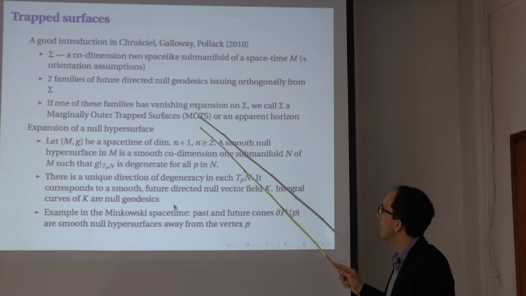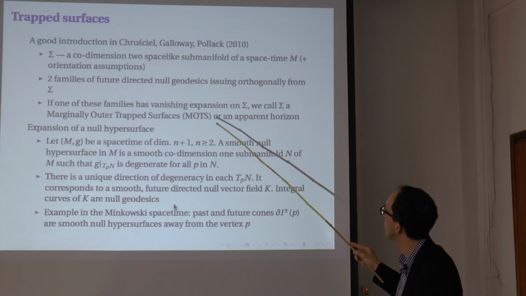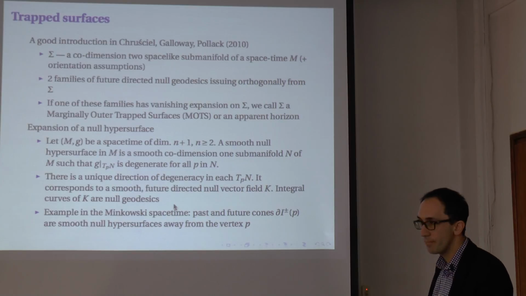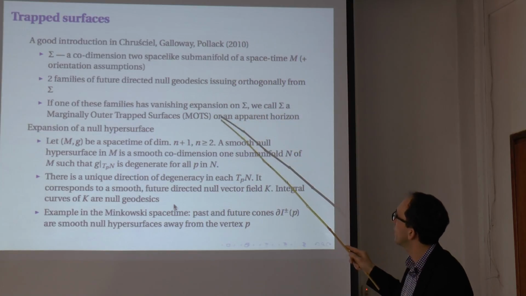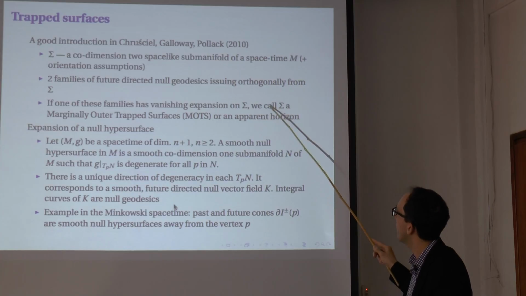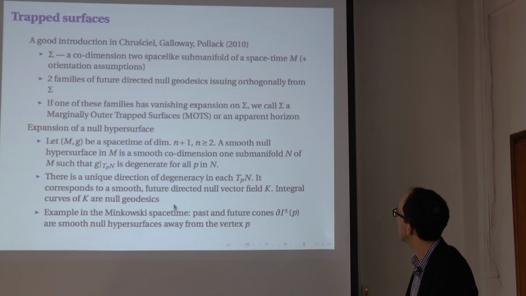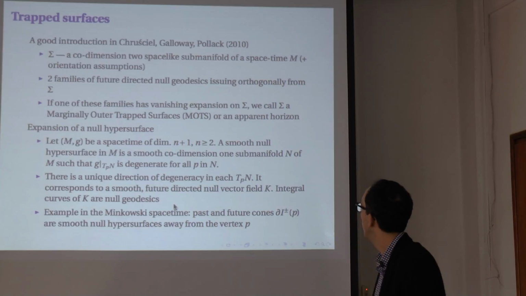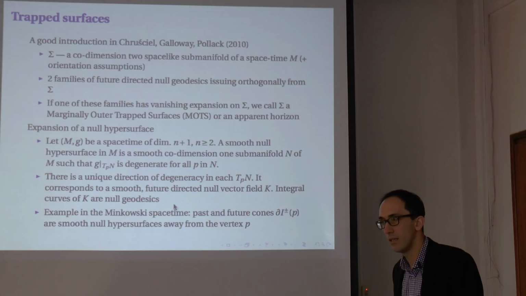And then you have to compute the null expansion of such a family of null geodesics. We will just see in a minute what that is. And if this null expansion is precisely 0, you call the surface sigma a marginally outer trapped surface, or for short, an apparent horizon. And how does it look when we want to visualize this?